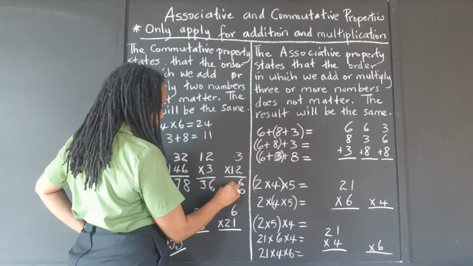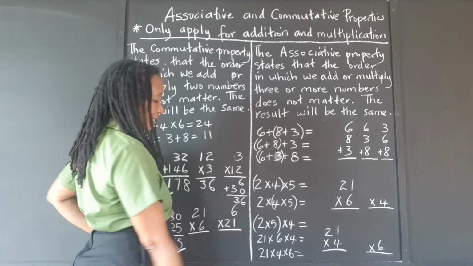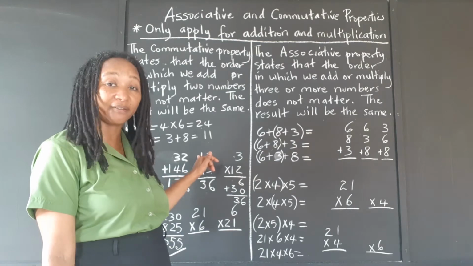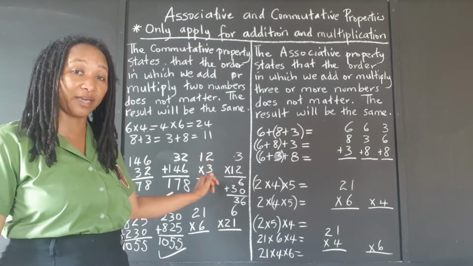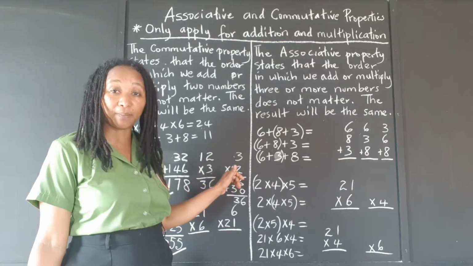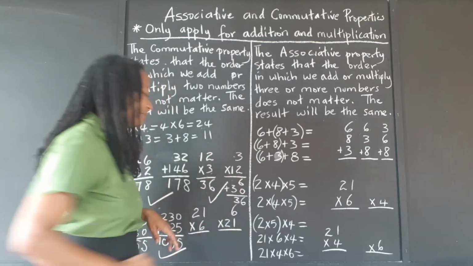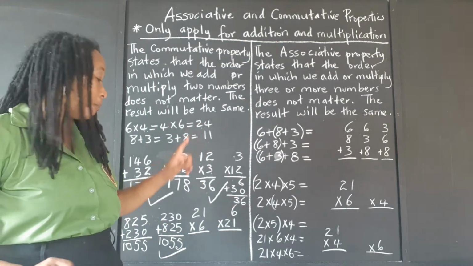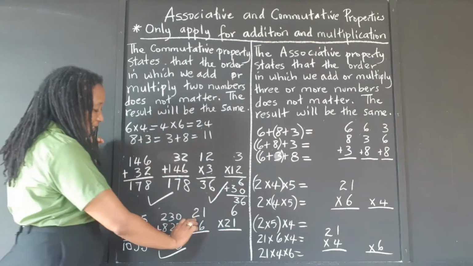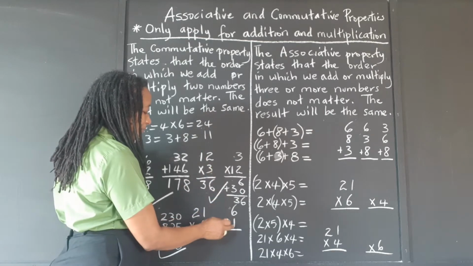1 times 3 is 3. We get 36. So whether we started with the 12 and then multiplied by 3, or we started with the 3 and then multiplied by 12, we got 2 identical answers. So that's proven for that one, but we're going to double check. We're going to multiply 21 times 6 and then multiply 6 times 21.